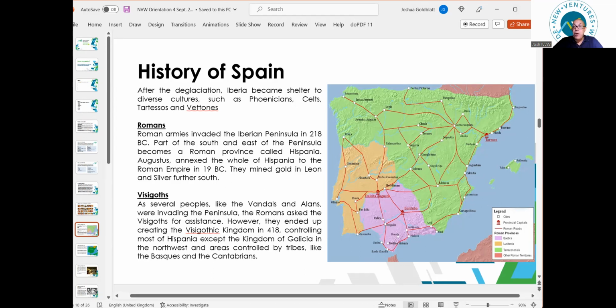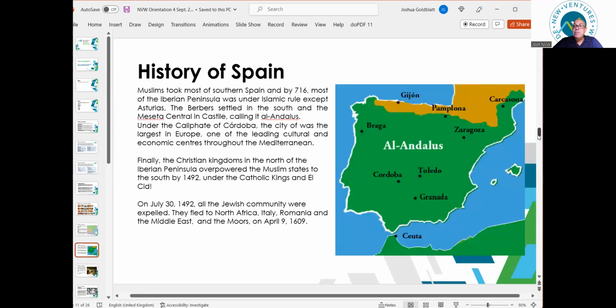Then after the Romans, we had the Visigoths. Okay. And that was important. The most important thing after the Romans, probably the Roman architecture and Roman roads, which were very important, and the introduction of industry with the Romans. But the next big occupation was the domination by the Muslims.